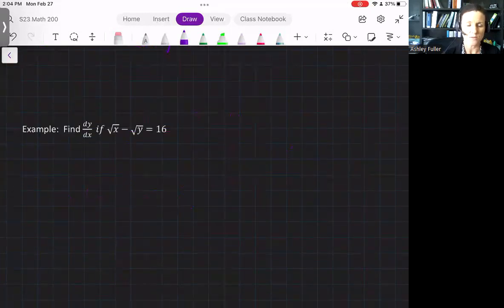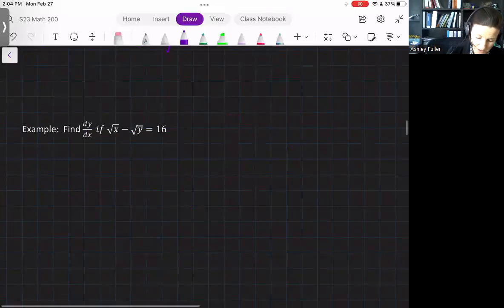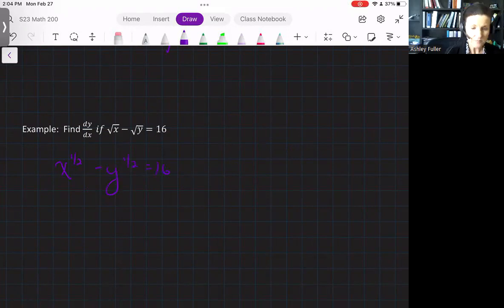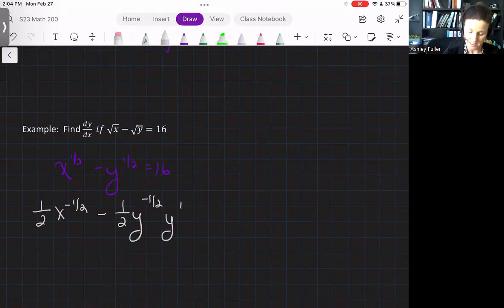If I want to find dy dx in this case, don't do anything different. I'm still going to take the derivative of this first term, but the first thing I'm going to do is rewrite it using exponents. And then I'm going to take the derivative of everything. So for this first term, I'm going to end up with 1/2 x to the negative 1/2 minus 1/2 y to the negative 1/2. And don't forget that y prime that must be there, or dy dx.